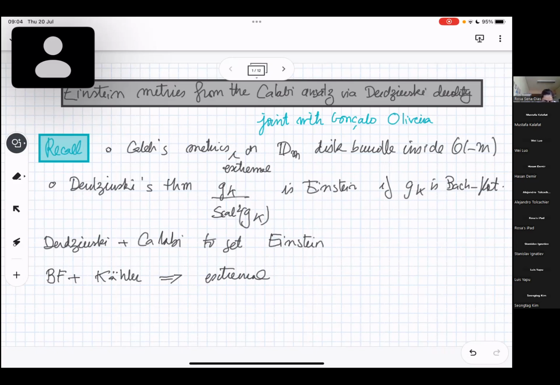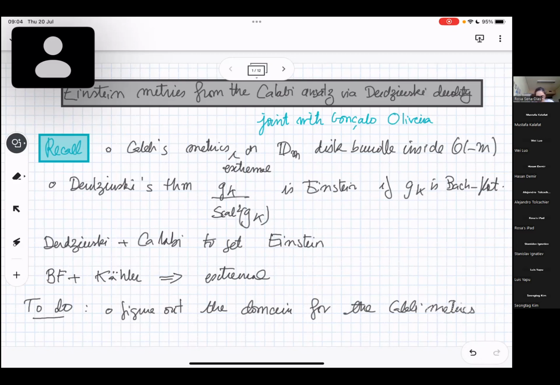So what's there to do? Well, first of all, we have to figure out the domain of the Calabi metrics. Then we need to pick a Bach-flat one among the extremal. I mean, just extremal won't be enough.